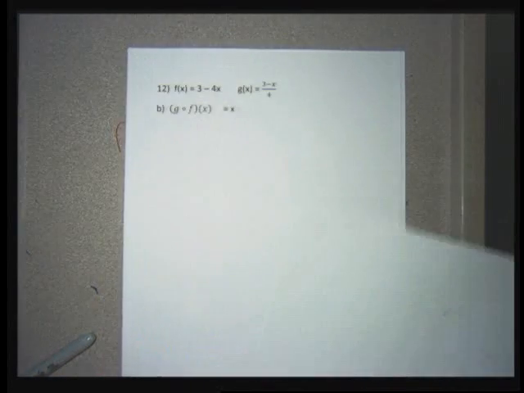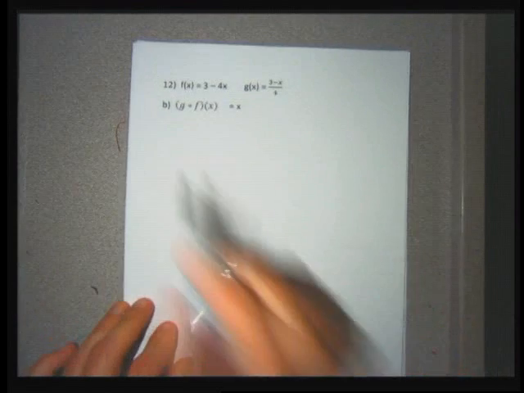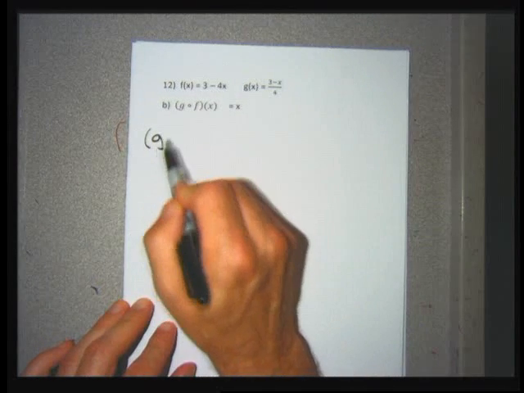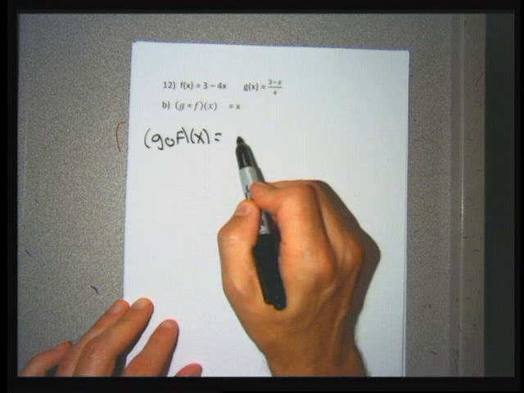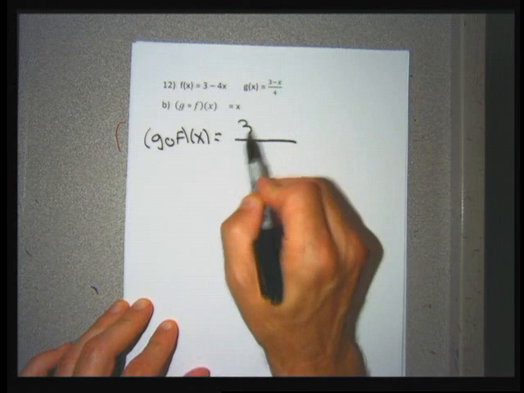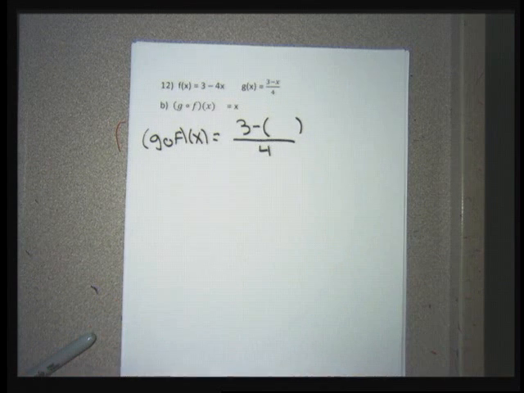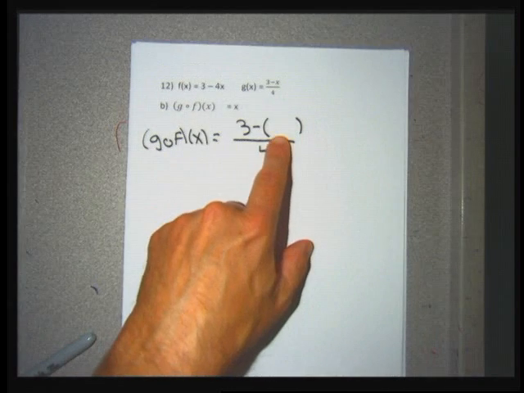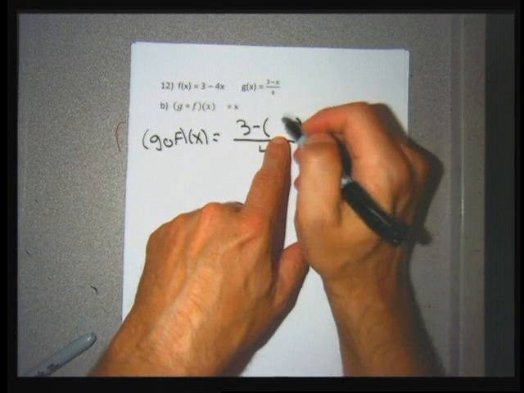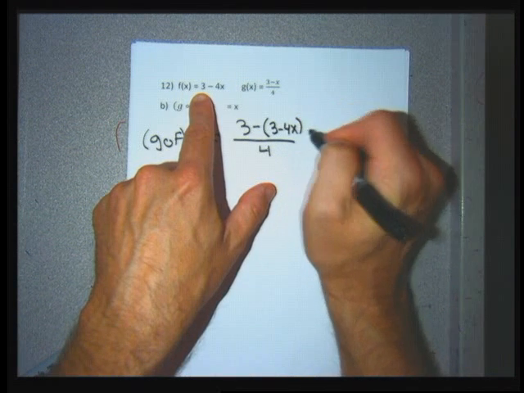Part B of number 12 wants me to show that g composed with f of x is x. So I'll do that. I'm going to find g composed with f of x. To do that, I take the g function, I write it without the x, put a parenthesis where the x was. So that's the g function written without the x. There's where the x was. Inside that parentheses, I'm going to put the right side of the f function, which is 3 minus 4x.